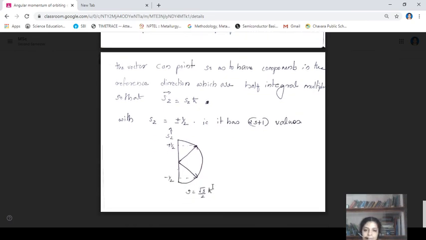So thank you. In the next class we will see how to calculate the total angular momentum of an electron in a particular orbit.